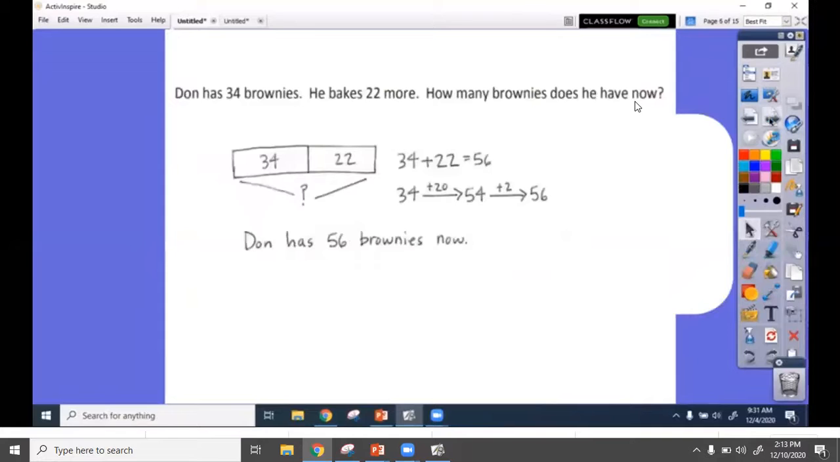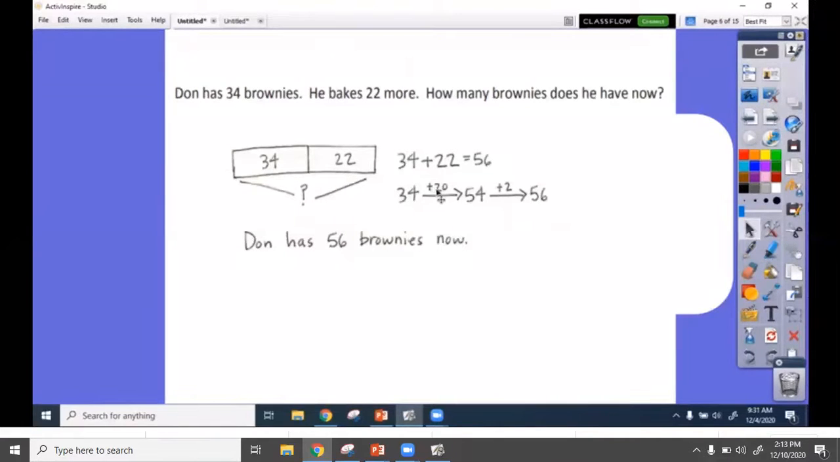Let's look at Don. Don has 34 brownies. He bakes 22 more. How many brownies does he have now? So he had 34. He baked 22 more. So I'm adding 34 plus 22. Here, Ms. Bland chose to use the arrow method.